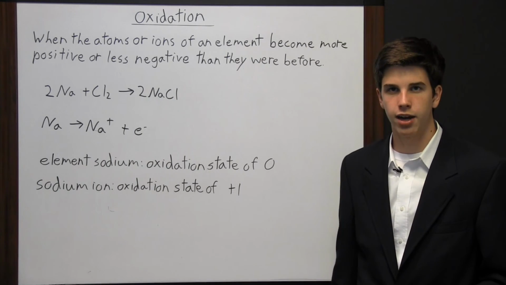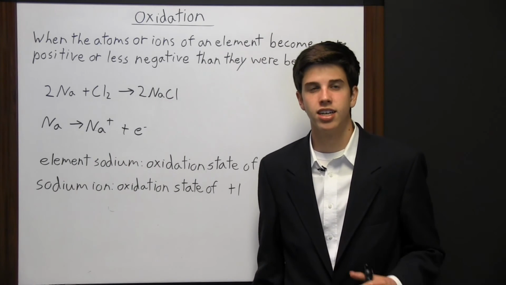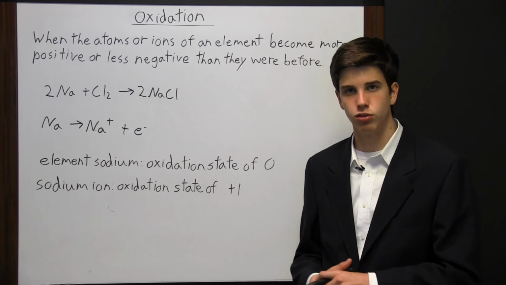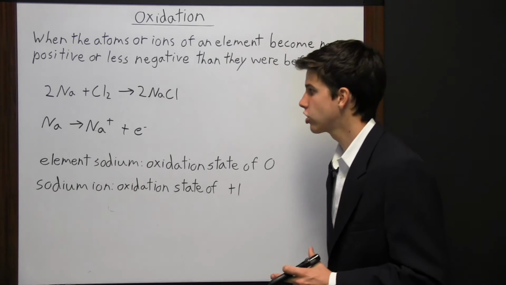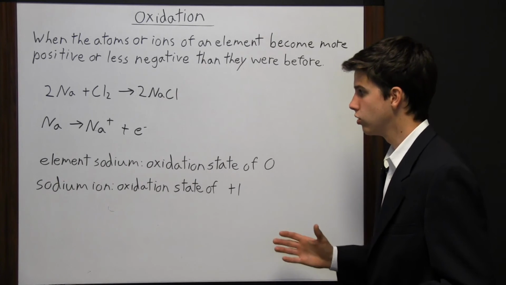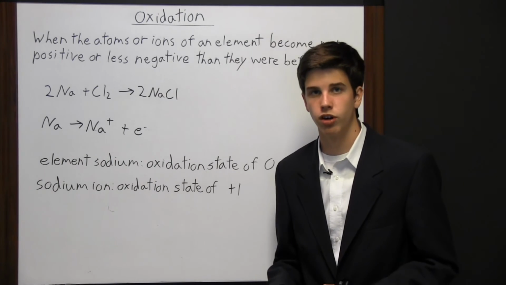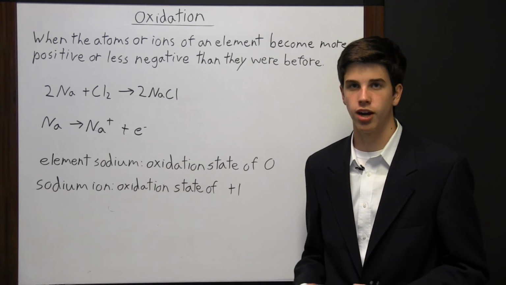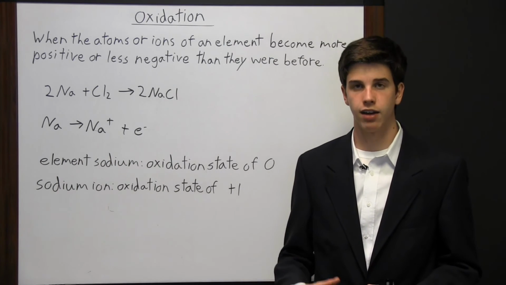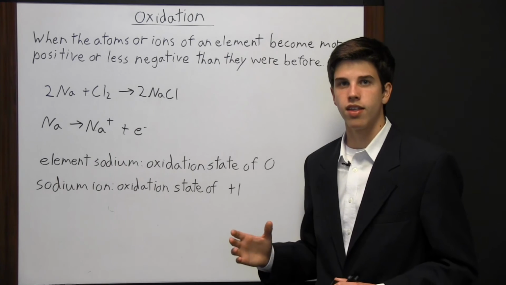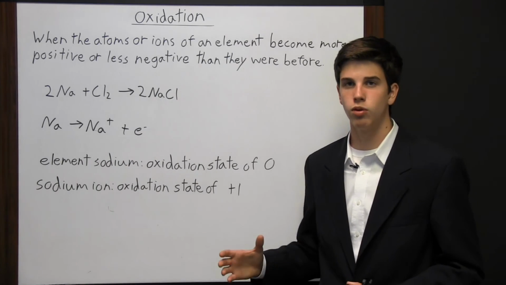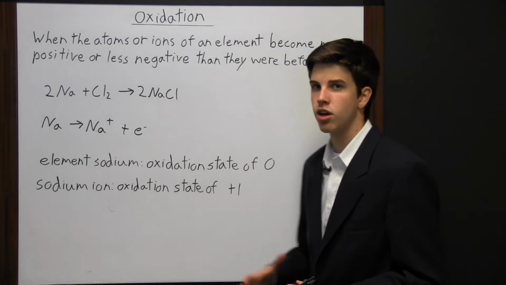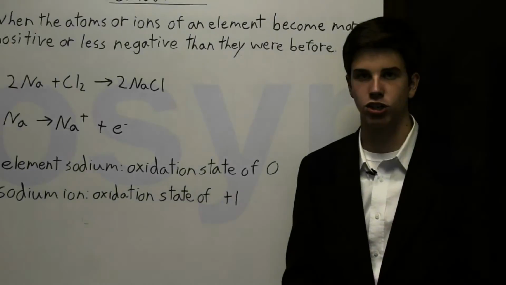Now, whenever an atom in a reaction gets oxidized, some other atom gets reduced. That's because the electrons that the atom is losing have to go somewhere else. And so some other atom picks up that extra electron and it becomes negative or more negative. And so the atoms that lose electrons are the ones that are oxidized because those are the ones moving in the positive direction.